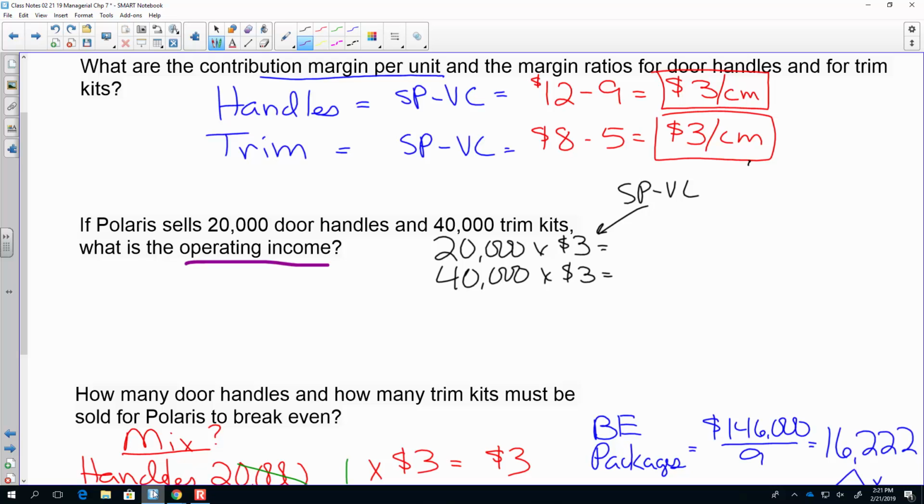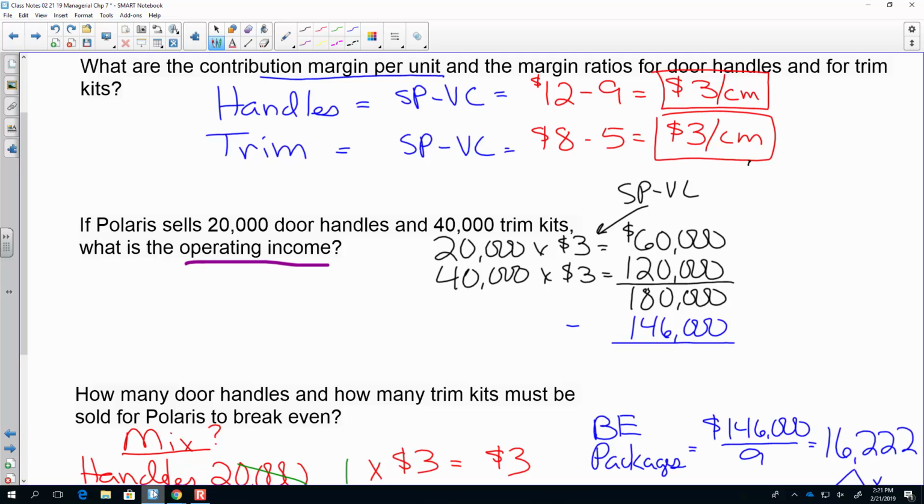So we've got 60,000, 120, gives me 180 of margin. And just as Allison said, we subtract the fixed cost of 146, and my operating income is 34,000. That's my answer for question 2, 34,000. You will save yourself a ton of time on the exam if you can use that margin to help you.